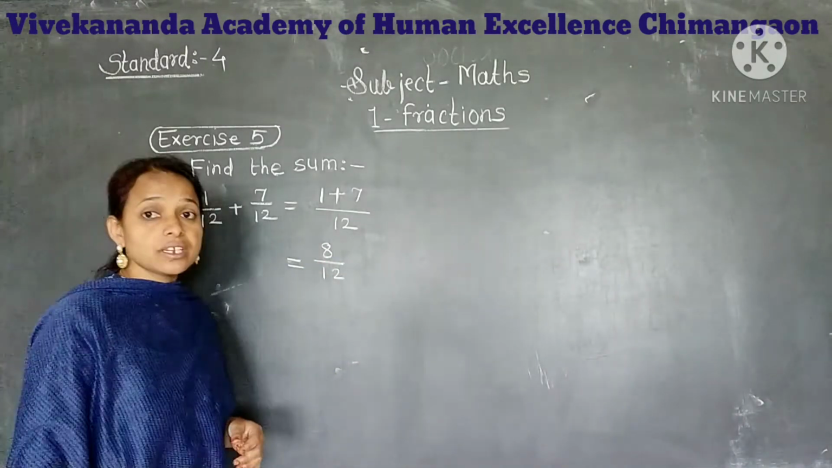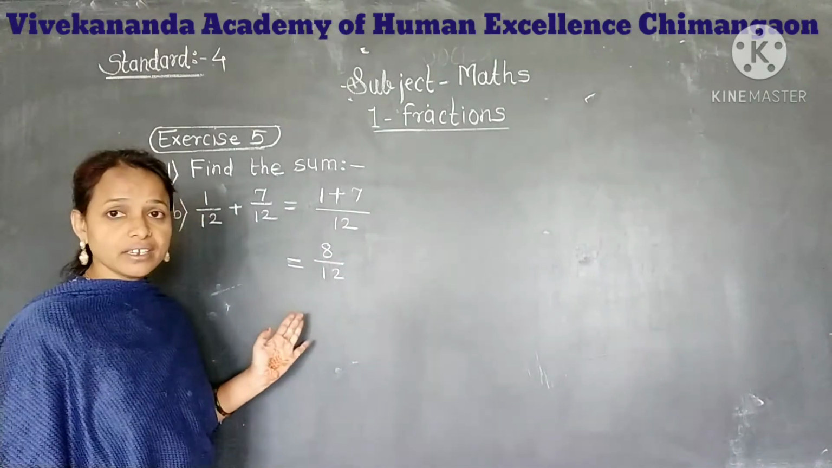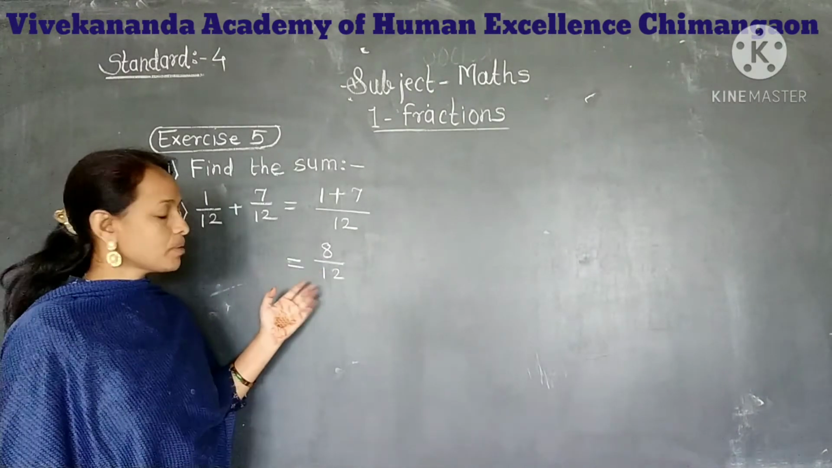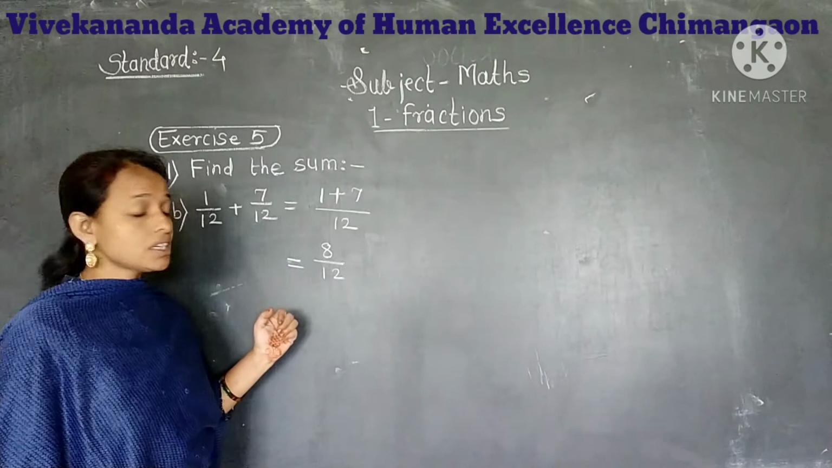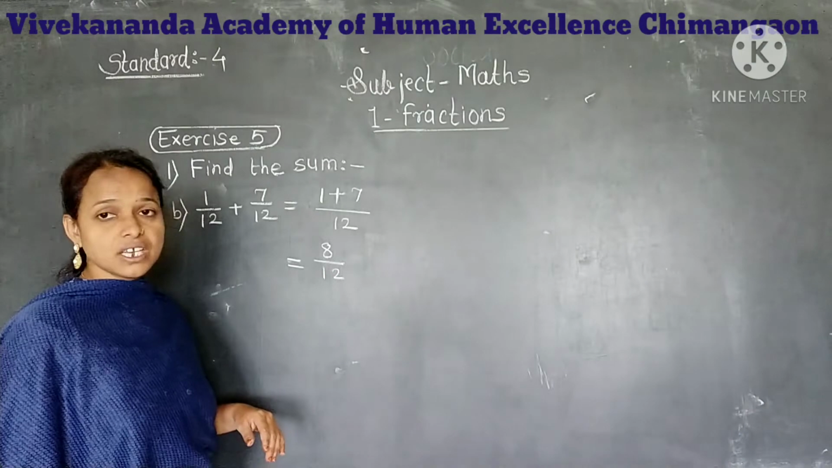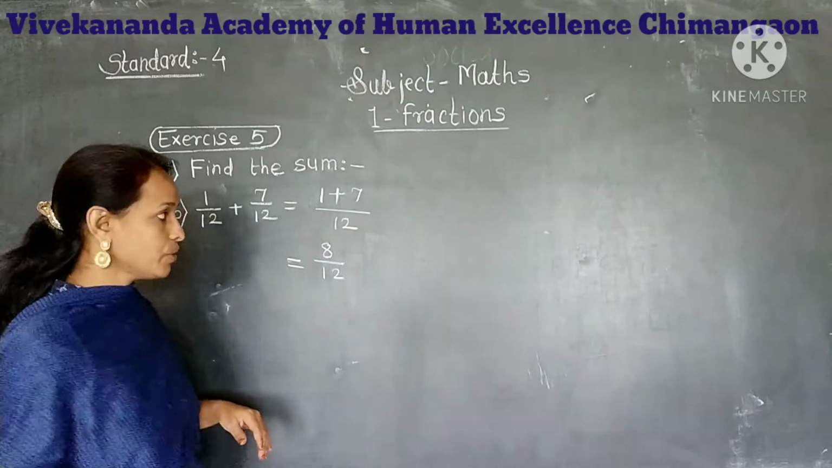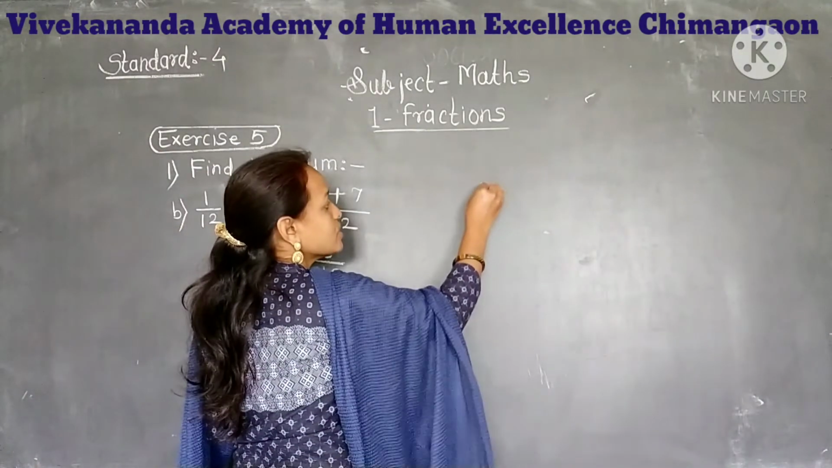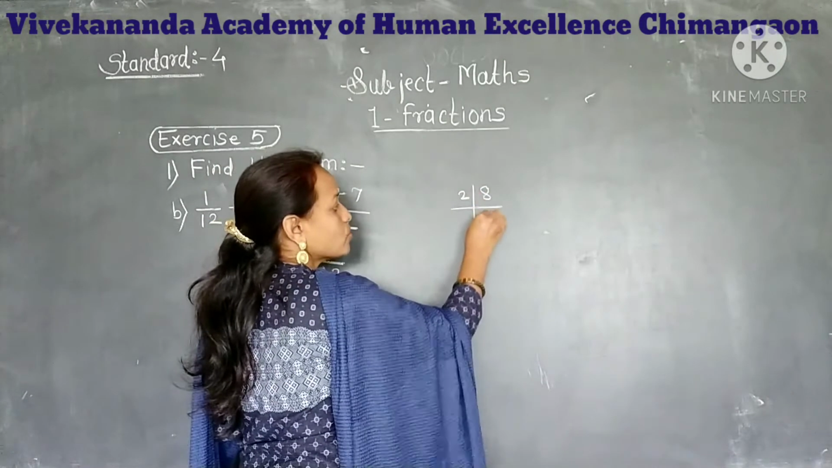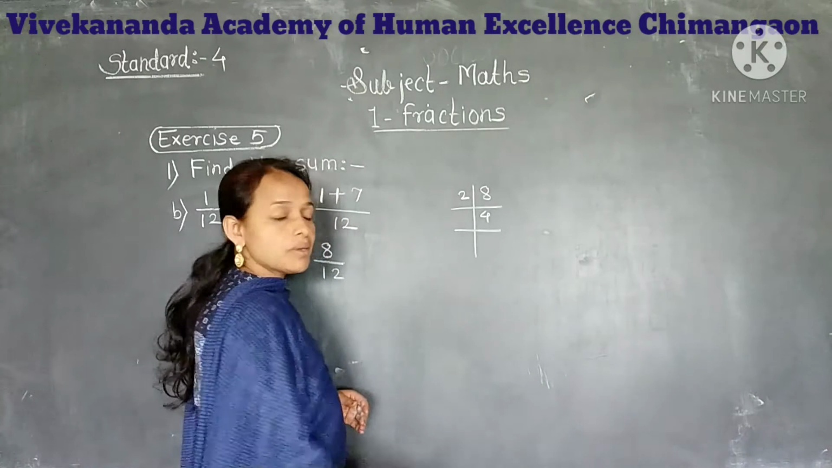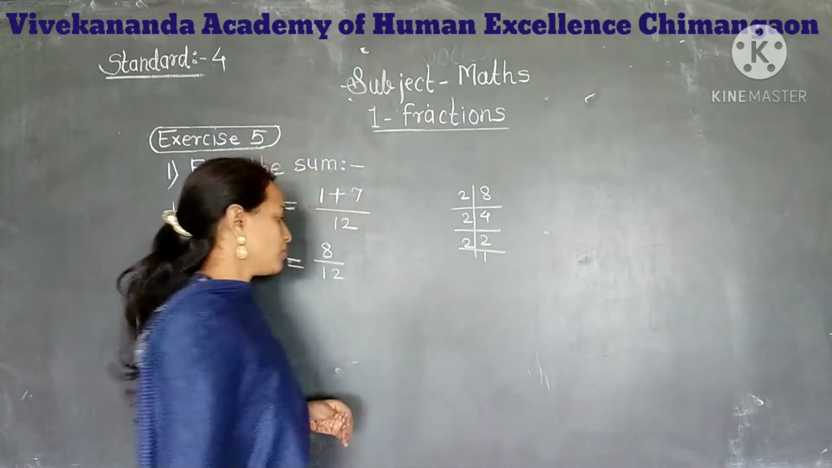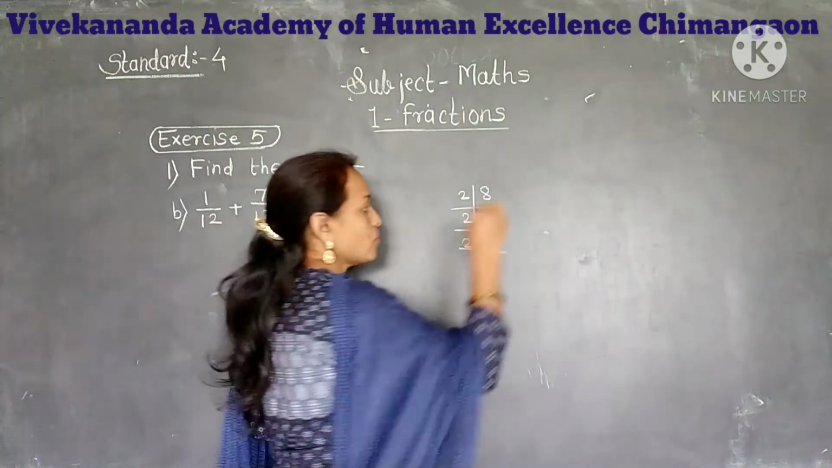So here it is required to find the HCF of numerator 8 and denominator 12, because these are not in lowest terms. First we will find the HCF of 8 and 12. Prime factorization of 8: 8 is divisible by 2, 2 fours are 8. 4 is divisible by 2, 2 twos are 4 and 2 ones are 2.